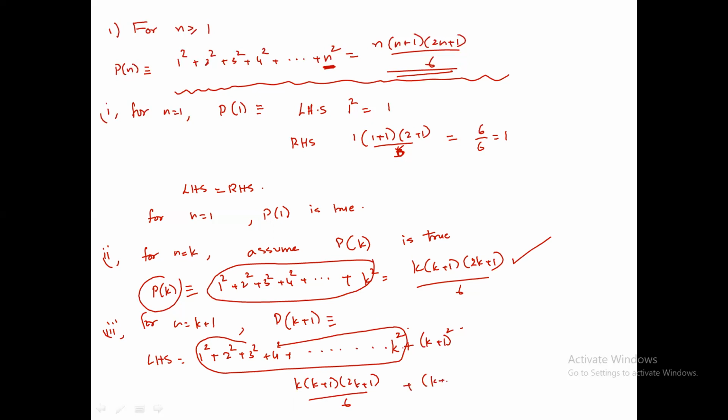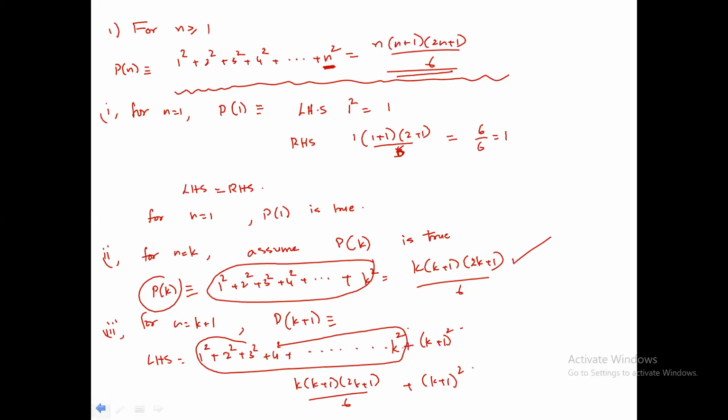And then I will write (k plus 1) whole square. I will take k plus 1 common. So when I take k plus 1 common, left is k into (2k plus 1) by 6. And here left is k plus 1. 1 (k plus 1) taken, 1 (k plus 1) left. Now you take common denominator 6. K into (2k plus 1) plus 6 into (k plus 1). This is what you have.